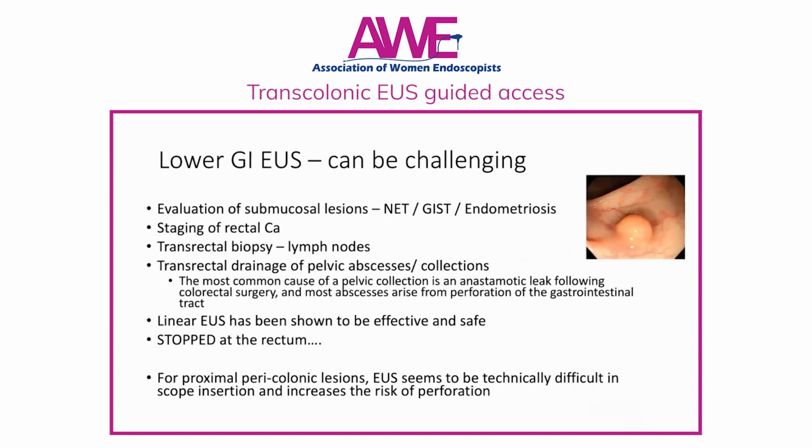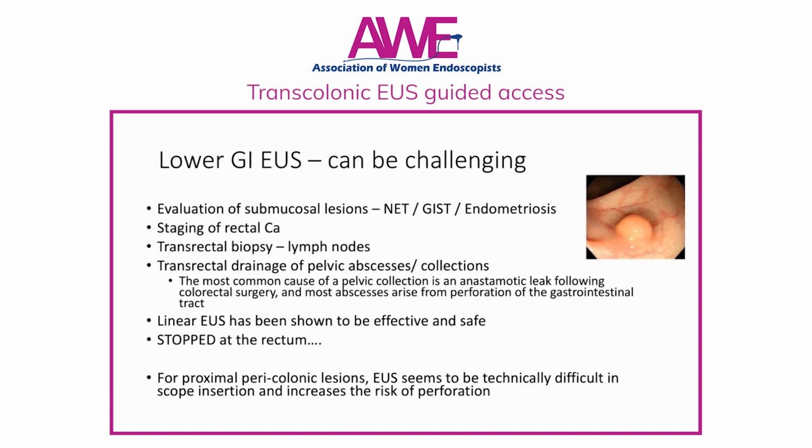We are familiar with the day-to-day evaluation of submucosal lesions. Once in a while, we find this incidental rectal nodule that turns out to be a neuroendocrine tumor, or we may perform an EUS for submucosal lesions that turn out to be a GIST tumor. And I've had a couple of patients where it's actually been ectopic endometrial tissue. And EUS is routinely used for the staging of rectal cancer. It has been performed for transrectal biopsy of perirectal lymph nodes.